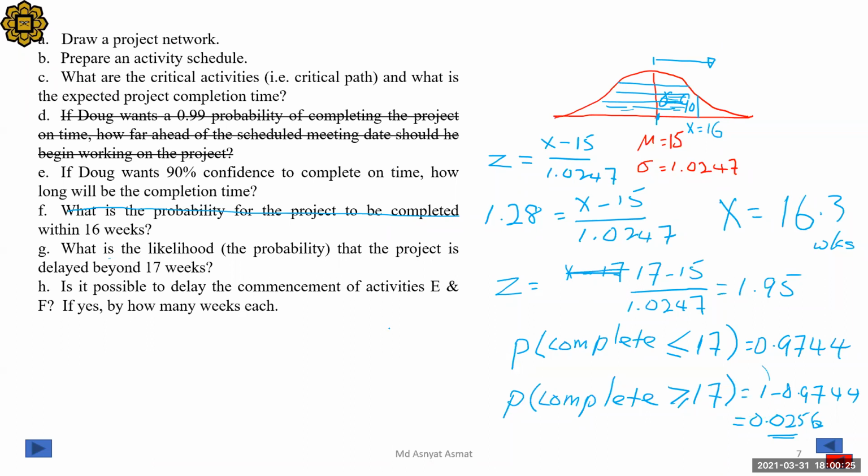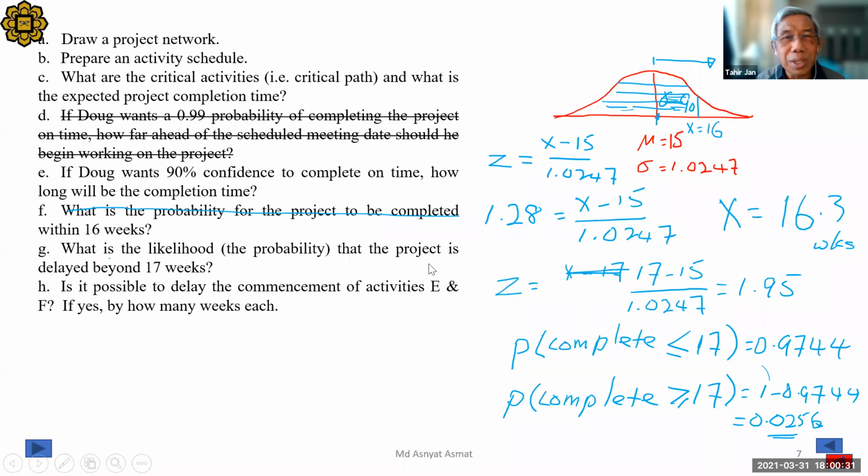Yes. So this is actually answering question 7, question G: what is the likelihood that the project is delayed beyond, that means completes in more than 17 weeks? Then F is what is the probability the project is completed within, but now instead of 16, I change to 17, the same thing. You can try it out on your own.